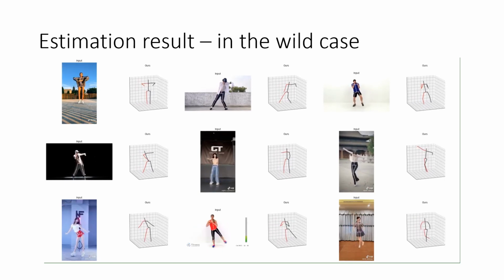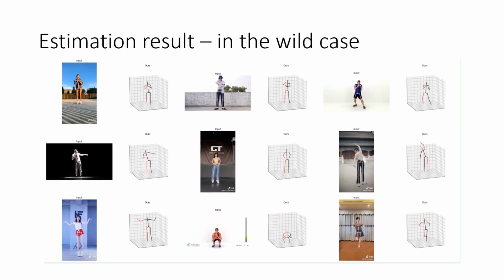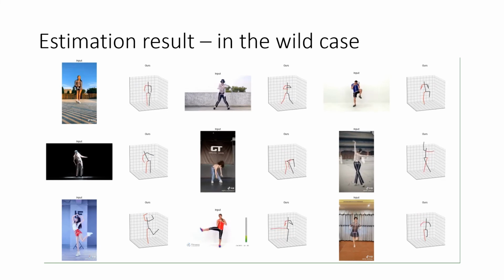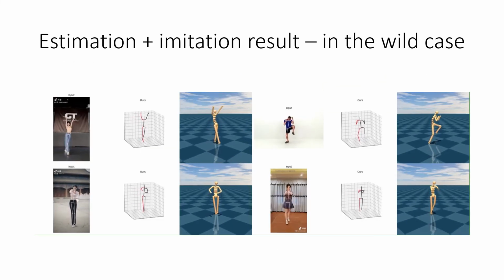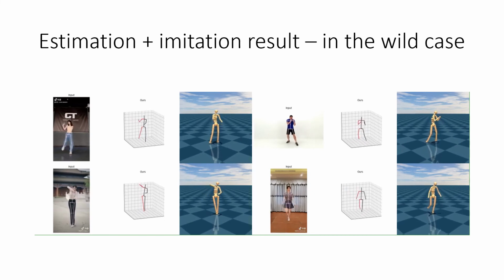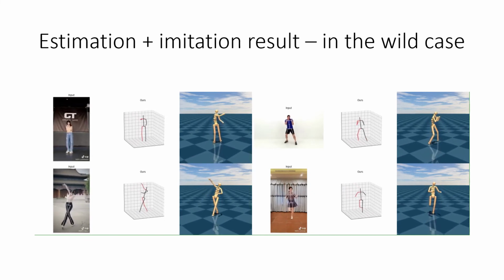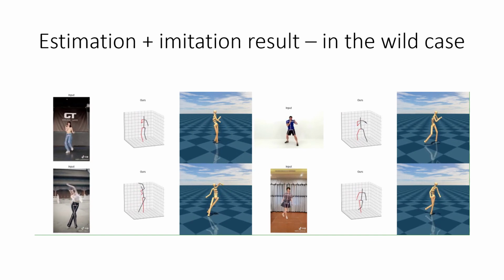Our method achieved good generalization performance for pose estimation, and here are more imitation results for in-the-wild scenarios. With physical correction, the imitated results are more natural and realistic. Thanks for watching. For more detail, please refer to our paper and code.